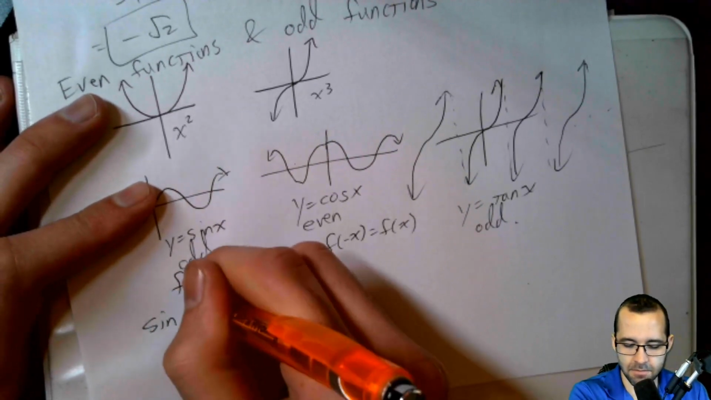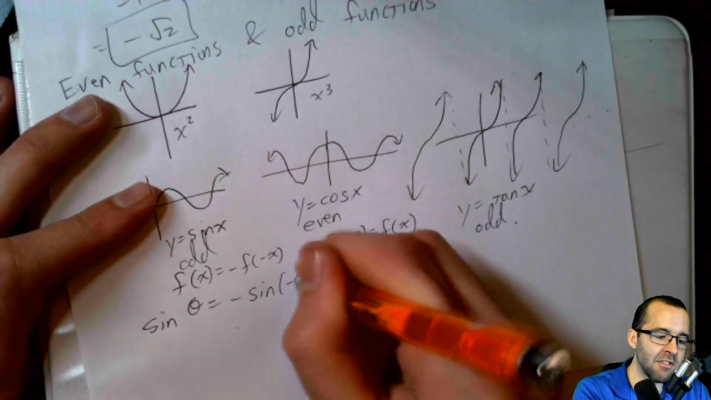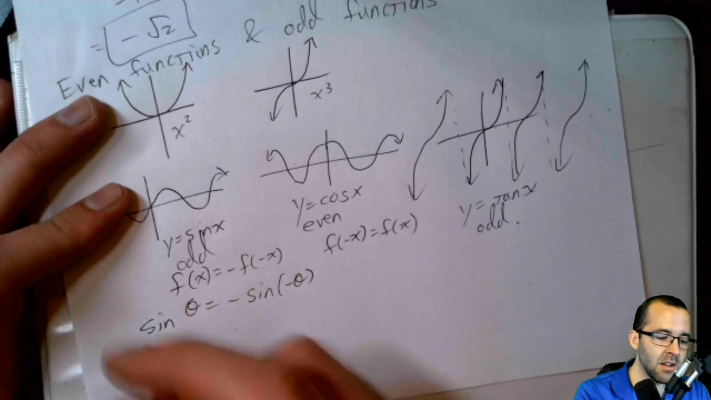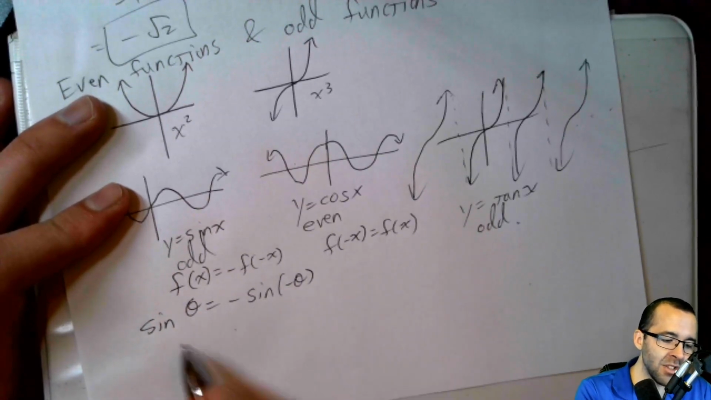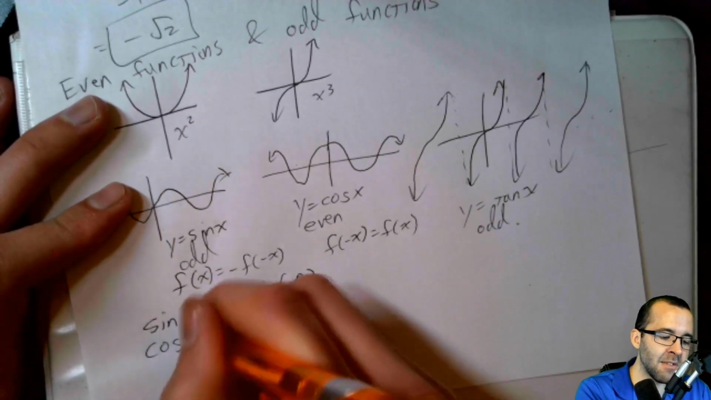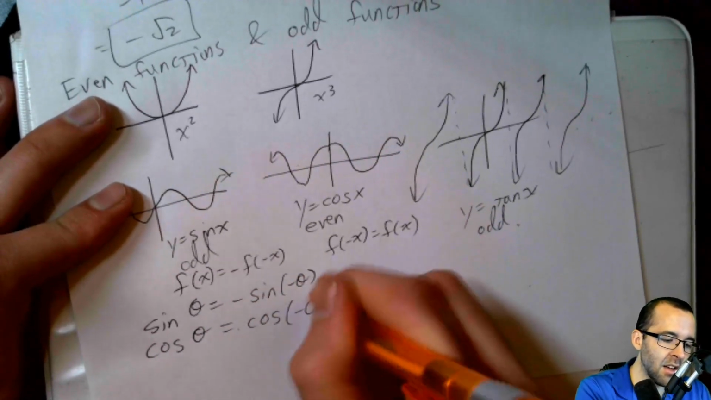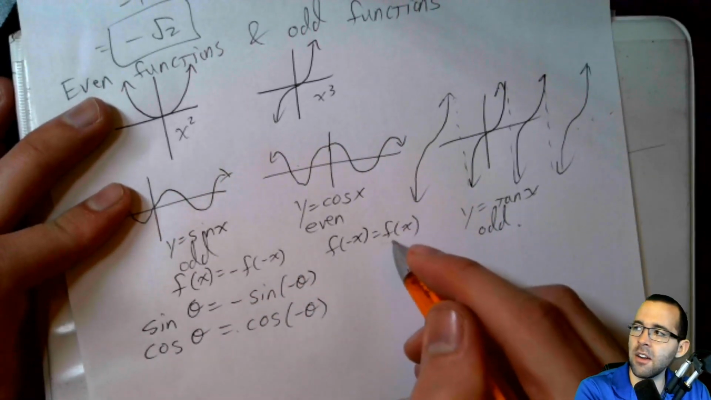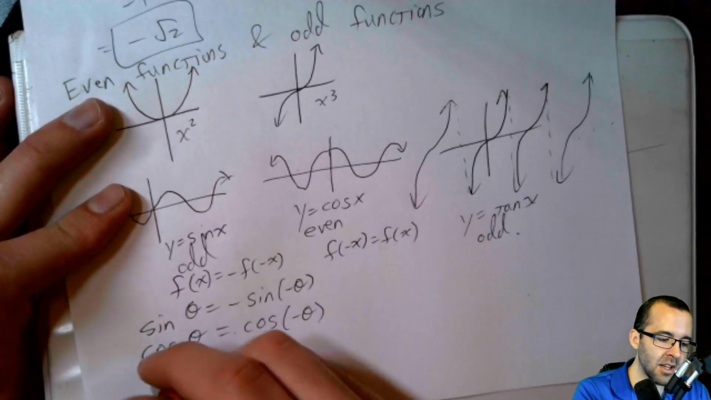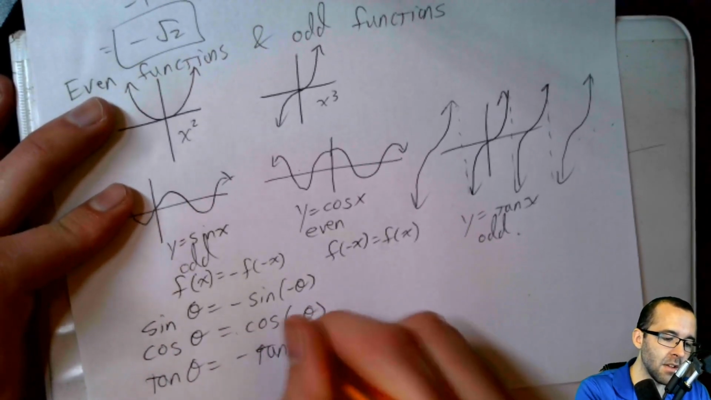So sine of theta is odd. So it's negative sine of negative theta. We're just using the definition of an odd function and writing it for sine. We're going to list them all, but really, once you know whether a function is even or odd, it's kind of the same thing. Cosine of theta is cosine of negative theta. Again, we're just using the definition of even and odd. But here the function, f of x, is cosine of theta. Okay, tangent is odd, so we use the definition for an odd function, just like sine.